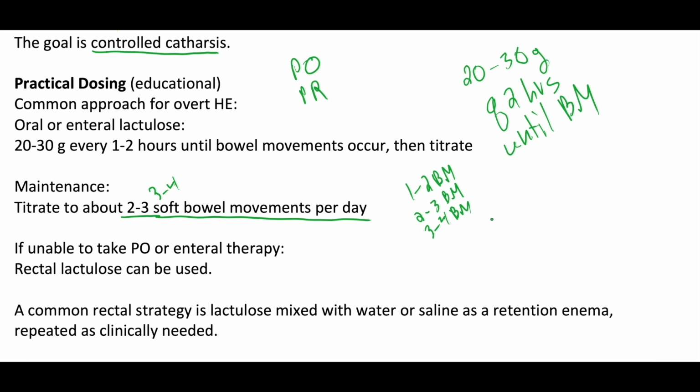But if you're having 4 good bowel movements, the patient is still confused with hepatic encephalopathy, think about, what are you missing? Did you miss a precipitant cause? Or is this not all hepatic encephalopathy? Because that should really be helping them.